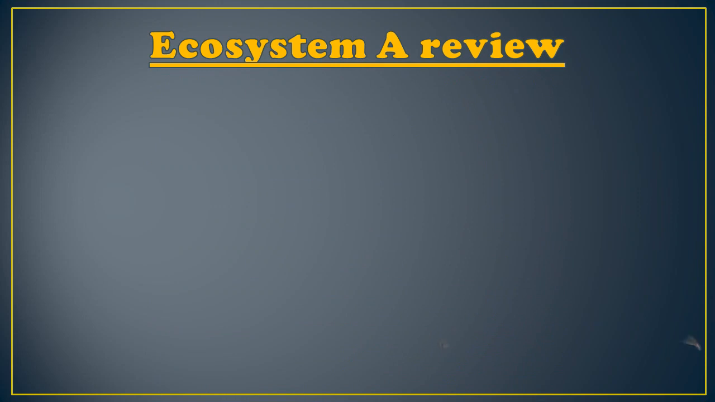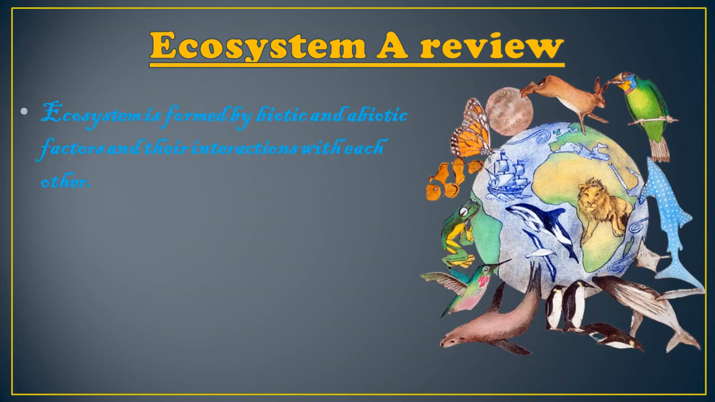Alright, now let us understand the ecosystem review. First of all, what is an ecosystem? An ecosystem is formed by biotic factors, that is living things, and abiotic factors, that is non-living components, and their interaction with each other. Students, each factor plays a very important role in the ecosystem. Producers are always plants. Why? Because they prepare their food by the process of photosynthesis. Producers like plants are autotrophs, and they play a very important role because they are the basic, initial component of the ecosystem.